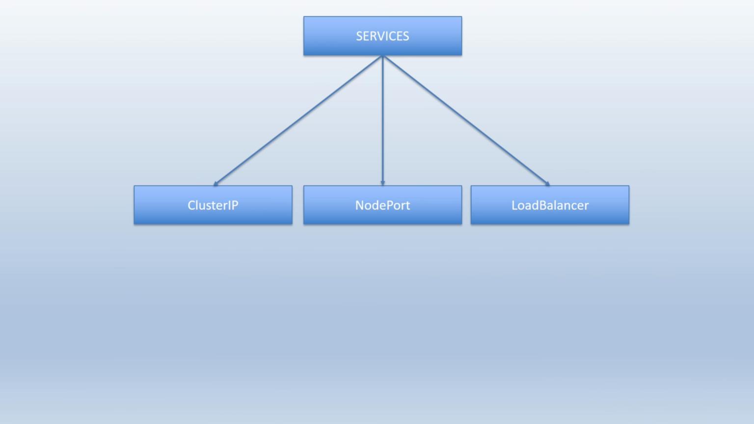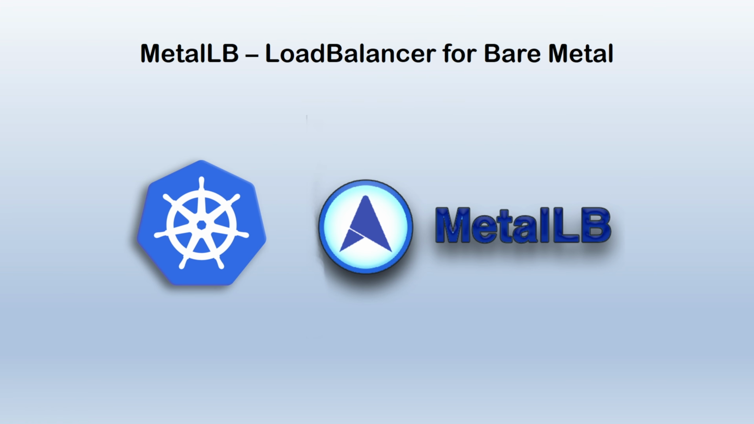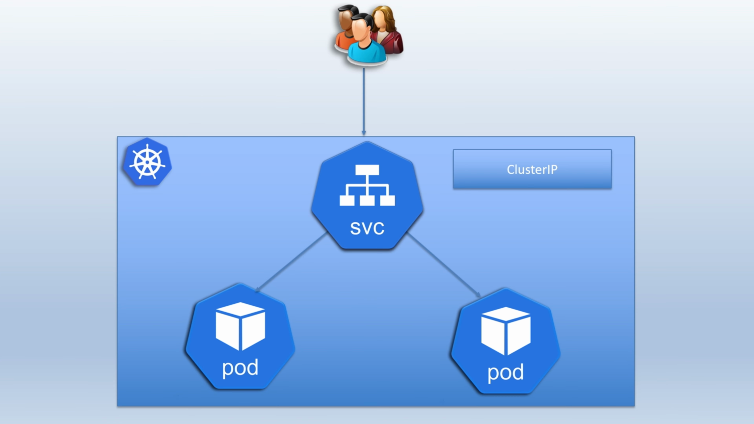So today let's talk about the three main service types: ClusterIP, NodePort, and LoadBalancer. And then I'll show you how MetalLB fixes the problem for bare metal Kubernetes clusters. Alright, let's start with the basics.